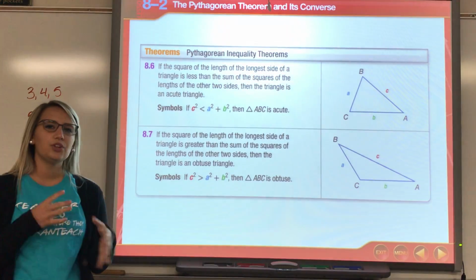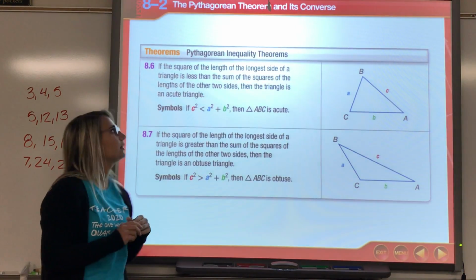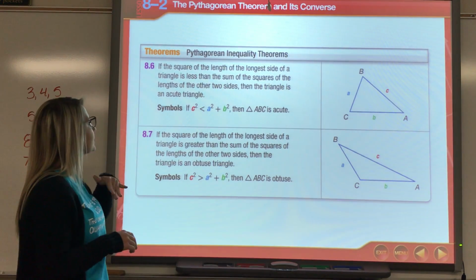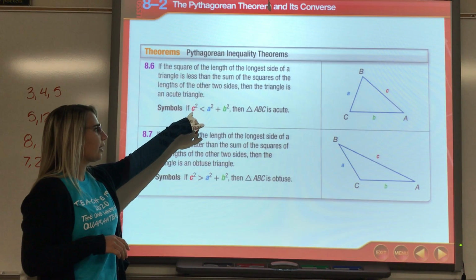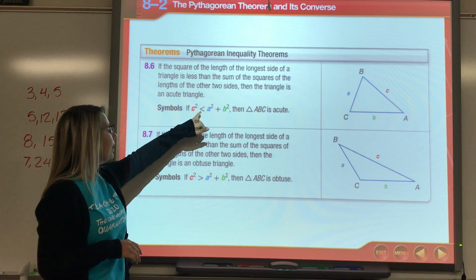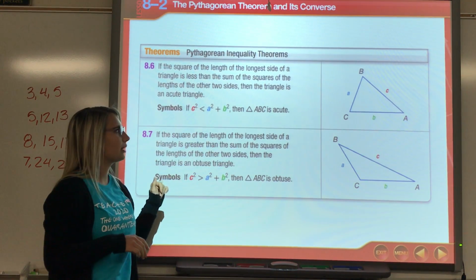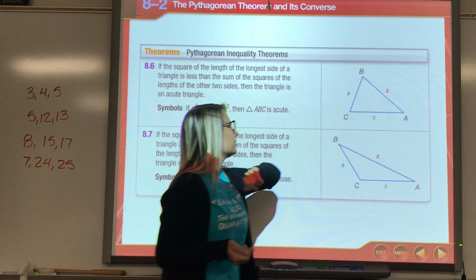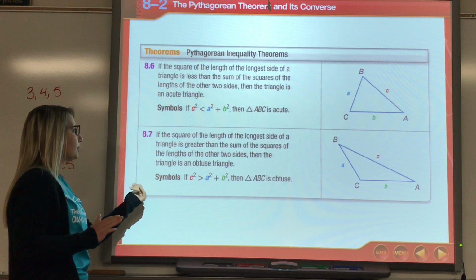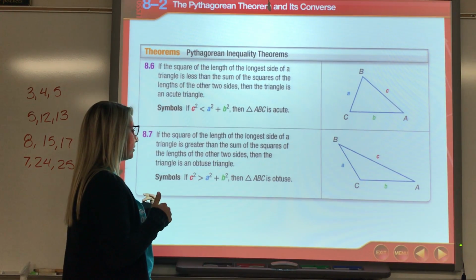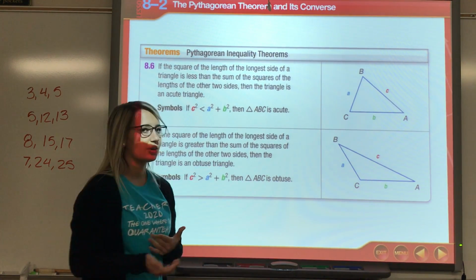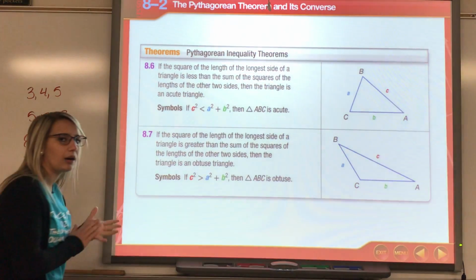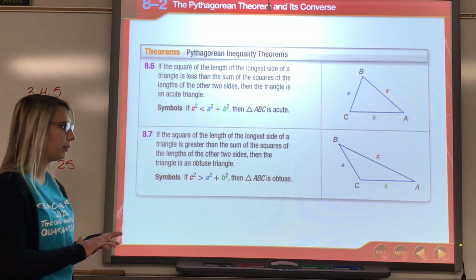Okay, now here's a couple new concepts that maybe we haven't considered yet. So the Pythagorean inequality theorem, so this 8.6 is saying if c squared is less than a squared plus b squared, then triangle ABC is acute, like this one drawn over here. Now this one's saying if c squared is greater than a squared plus b squared, then triangle ABC is an obtuse triangle. So these are probably some theorems that would be helpful to write down because we're going to use them in a little bit.